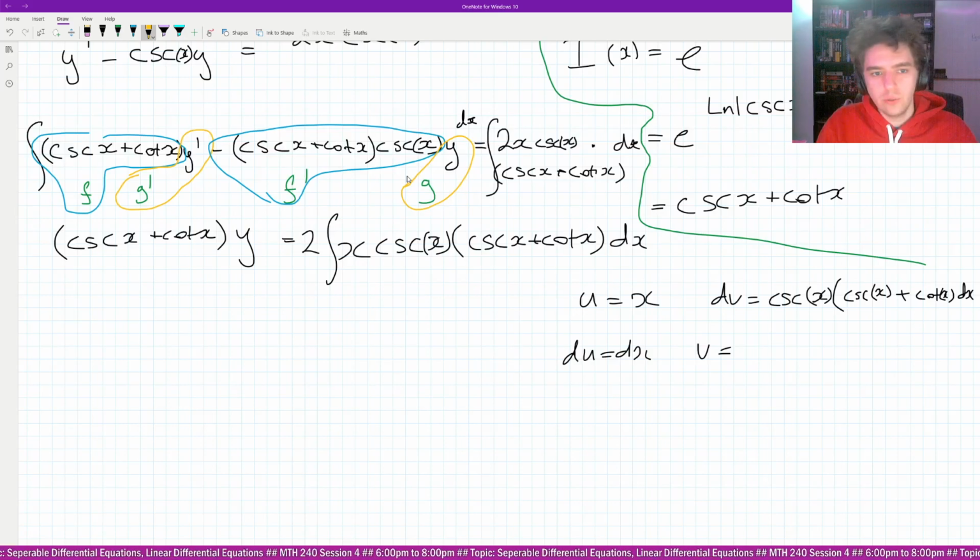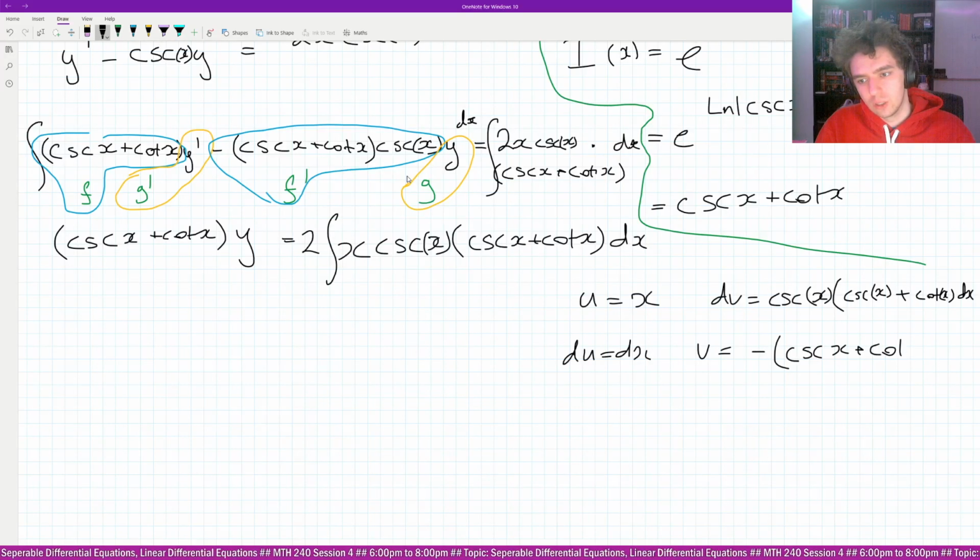So, I don't know what this antiderivative is, but I can see that the derivative of cosecant x plus cotan x is negative cosecant x plus cotan x cosecant x, which is what I have. So, looks like the antiderivative is negative cosecant x plus cotan x. So I just used a little bit of reasoning from the question here.